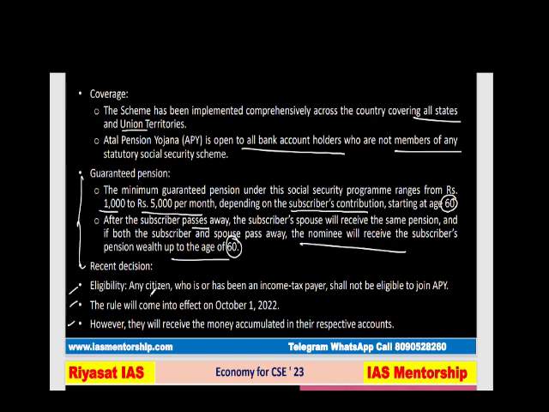Recently, eligibility: any citizen who is or has been an income taxpayer shall not be eligible to join Atal Pension Yojana. If you are an income taxpayer, you will not be able to join it. This rule has come into effect from October 1st. However, they will receive money accumulated in the respective account. Clear? It means if you are not an income taxpayer up to this time period, then you will get at least as much money as you had deposited, but not after that. This is what is being said.